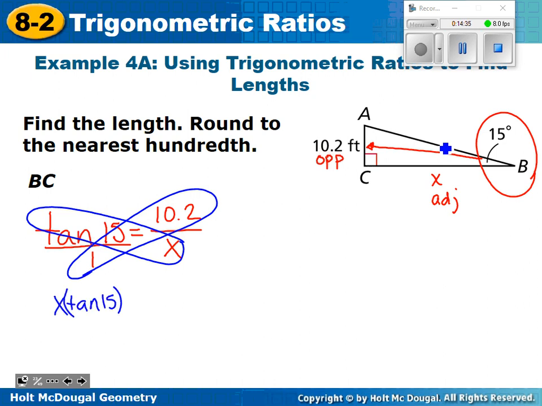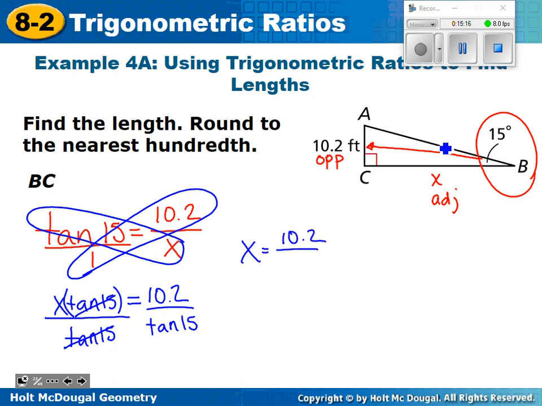Keep in mind, tangent of 15 is all one thing. Okay, you can't just type in tangent on your calculator and hit enter. It can't be done by itself. You have to have it all together. So tangent of 15 equals 1 times 10.2, which is 10.2. And then what would we do to get x by itself? Divide by the tangent of 15. And again, keep it all together. It's all one number. So we would divide by the tangent of 15, divide by the tangent of 15. So these cancel. So x is going to equal 10.2 divided by the tangent of 15.